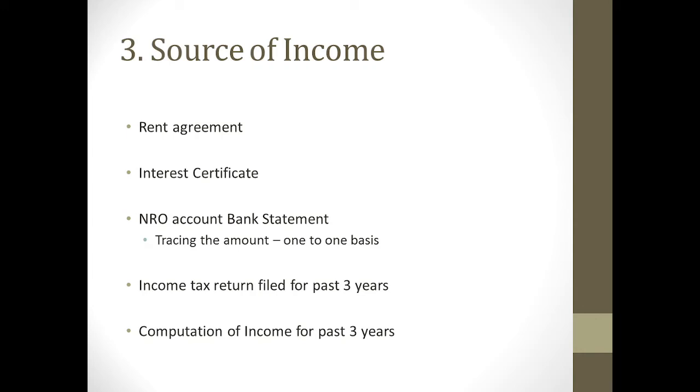Fourth possibility is you can show the income tax return filed for the past 3 years. So that's a proof that you are actually paying income tax and this is your source of income. The source of income can be detailed in your computation of income. So the banker will be satisfied, okay, this was the source of income you have shown in income tax and this is getting credited in your bank account also. So now you are transferring this from NRO to NRE.